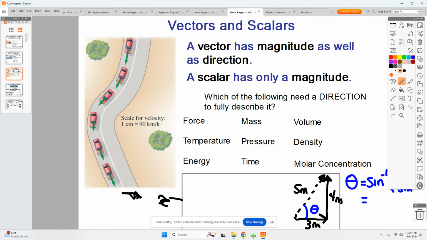Did you actually compute it? No. It's okay. Anyone compute that? What did you get? 53-ish? 53.13. It's fine. We just call it about 53 degrees. Thank you. That's how the inverse sine works.